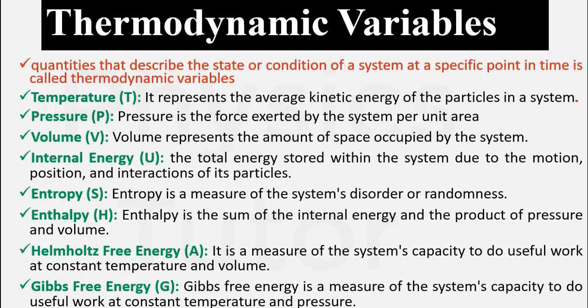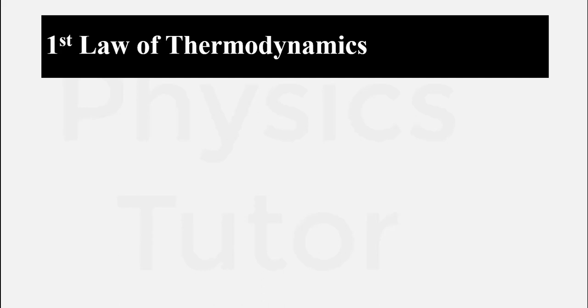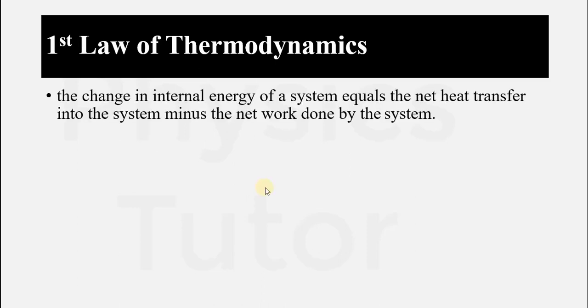Before this, we should know the basic laws of thermodynamics, in which first of all we will study the first law of thermodynamics. There are three basic laws of thermodynamics. The first law states that the change in internal energy of a system equals the net heat transfer into the system minus the net work done by the system. In mathematical form, delta U shows the change in internal energy, Q shows the heat and W shows the work.